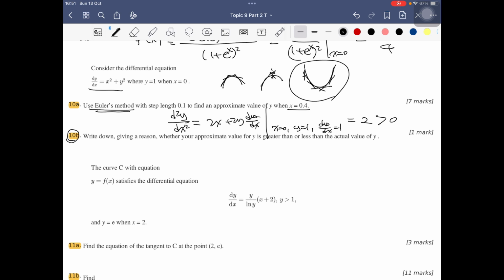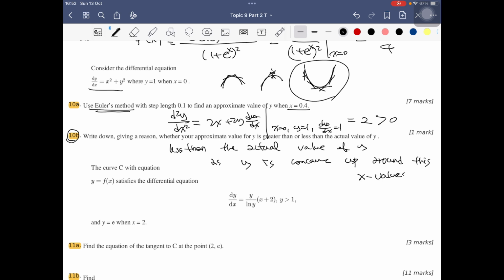So this is the case. We estimate the value through the tangent line, so it may be an underestimate, less than the actual value of y, as y is concave up around this x value. So we can say that.